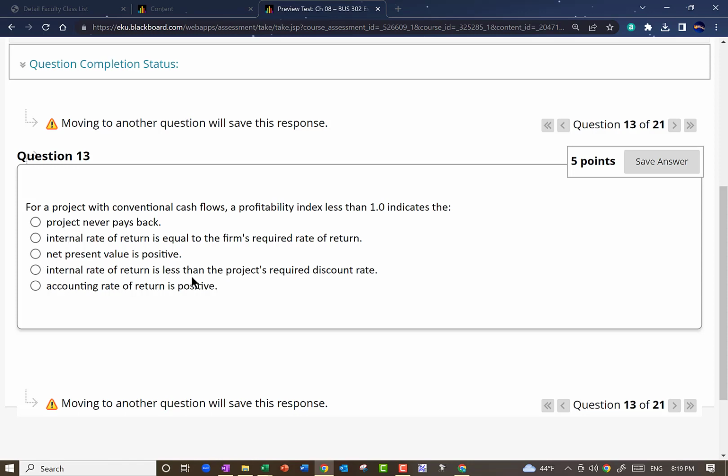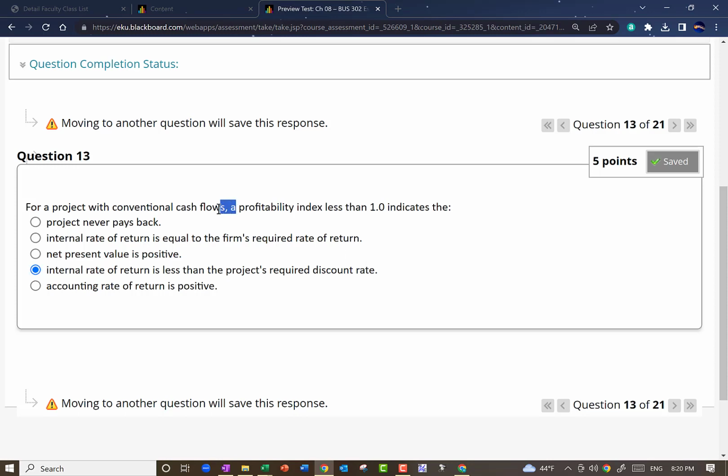In terms of the internal rate of return being less than the project's required discount rate, that is true. Because if PI is less than 1, that means NPV is less than 0. That means IRR is less than the discount rate. For projects with conventional cash flows, those 3 statements are equivalent. If IRR is less than the discount rate, that project necessarily has a negative NPV, and necessarily PI less than 1.